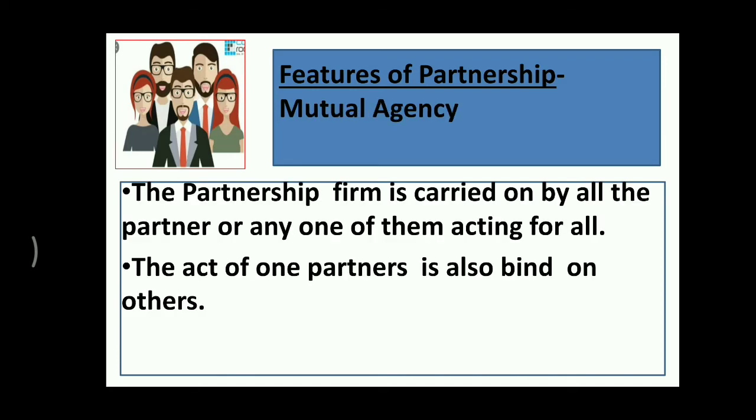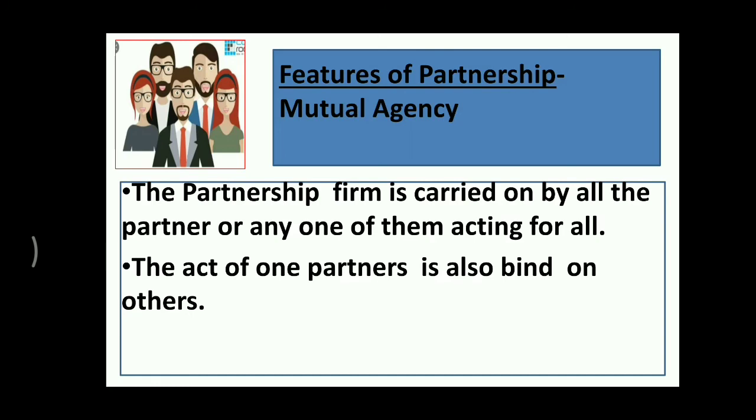The next term is mutual agency. Mutual agency means the partnership firm is carried on by all the partners or any of them acting for all. That means either the firm can be run by all the partners, or sometimes it happens that some partners don't actively participate. They are known as dormant partners, that means a partner who just contributes the capital. Sometimes they don't take an active part in the management of the business. In that case, they authorize any one of the members to manage and control the business.